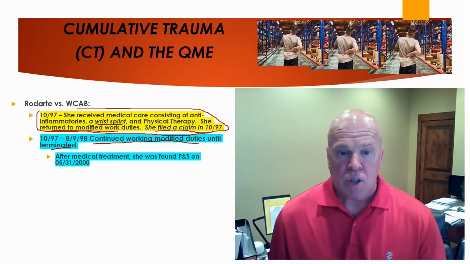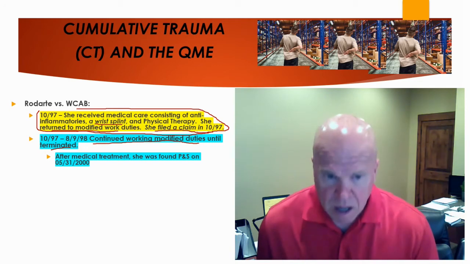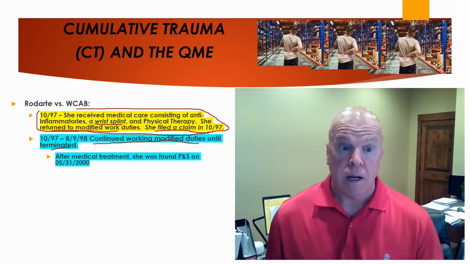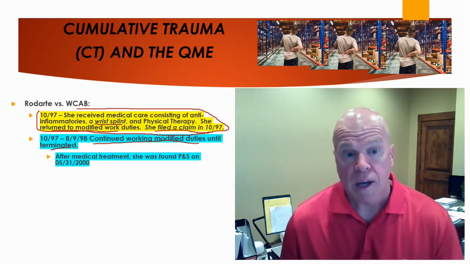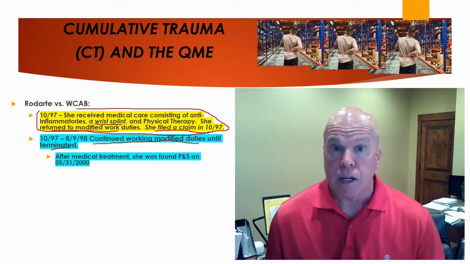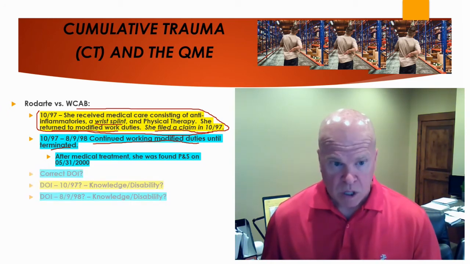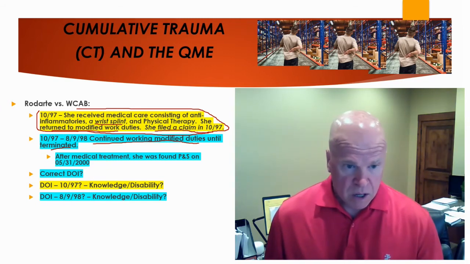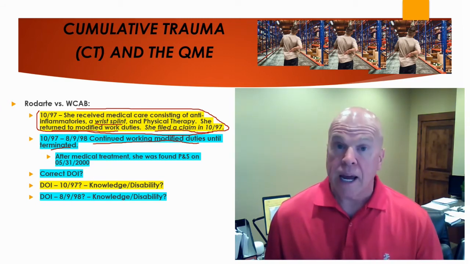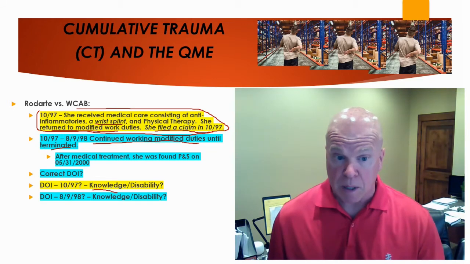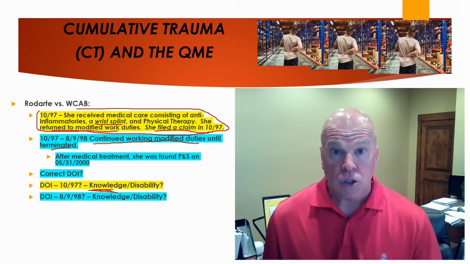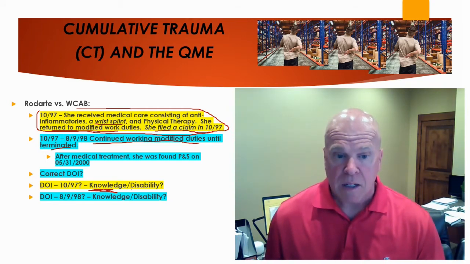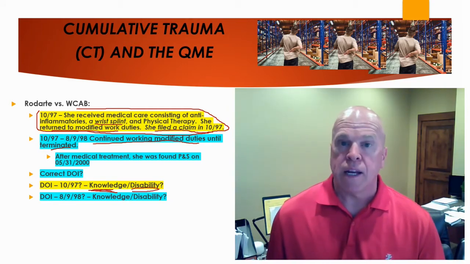Well, after medical treatment, she was found permanent and stationary on 5/31/2000, more than 16 months after she was terminated. Okay, so with these basic facts that we know, what is the correct date of injury? Is it the date of injury, is it 1097 when it's fully established that she had knowledge? But is it established that she had disability as early as 1097?